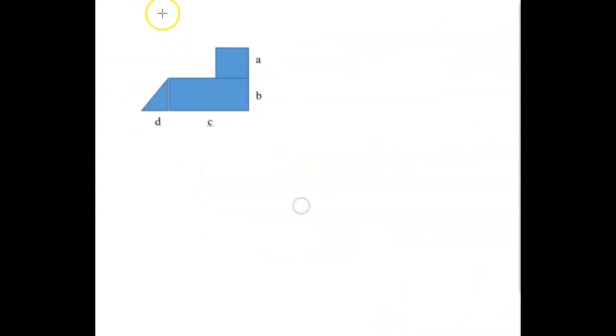For something like this, there's three shapes. We want to know the area of the entire shape here. You just got to break it down one at a time. Find the area of the rectangle, which is going to be base times height. Find the area of the square here, which is again base times height, but all the sides are the same. So the base and the height are both whatever that measurement of A is.